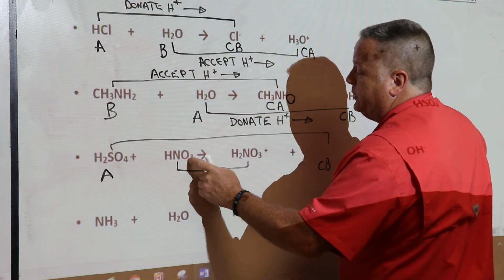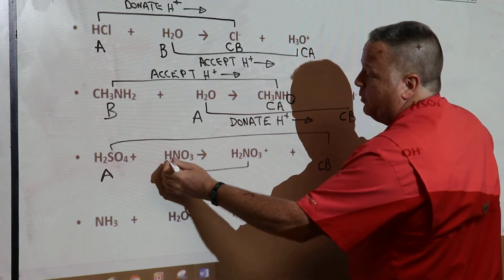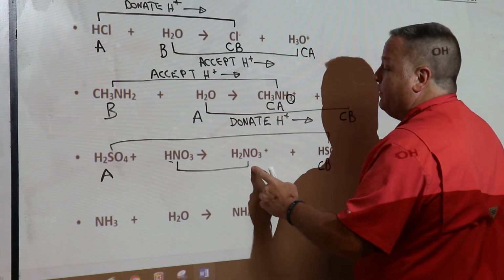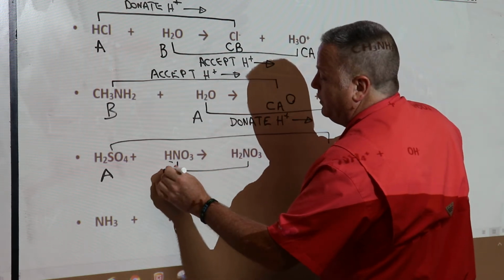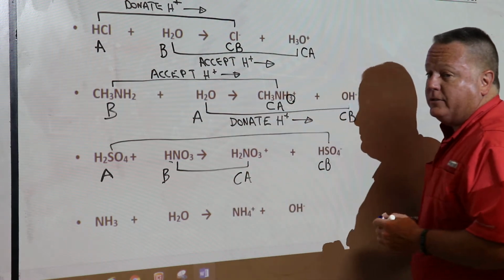Check the other one. Make sure this one should be the base, but in order to be the base, remember, I had to accept a hydrogen. So we have 1 hydrogen here, but I have 2 here. So if I accept a hydrogen, that means you're right, this would be the base, and this would be the conjugate acid. And guys, that's all there is to it.